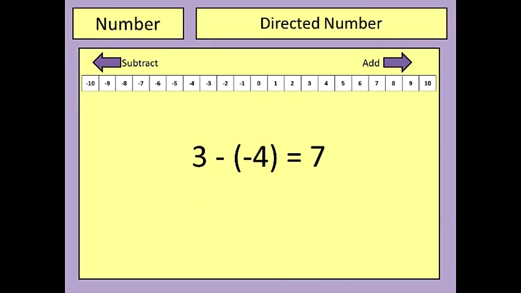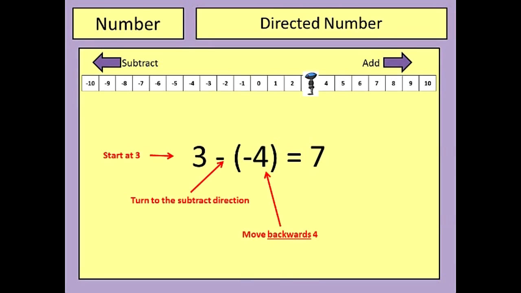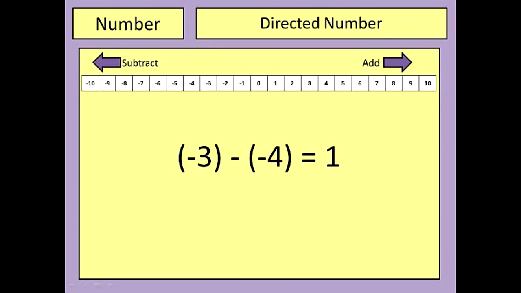In this second question, I've got 3 take away negative 4, and I'm suggesting that the answer to this is 7. So let's look at this one. If I stick my little robot friend on 3, and this time he's going to turn and face the other direction because it's a takeaway, so he's going to need to turn and face the subtract direction, which he has done, and it's a negative 4. So instead of moving forwards 4 spaces, he's going to do the same thing again. He's going to moonwalk backwards 4 spaces, and hopefully you can see that he's ended up on the correct answer there of 7. So 3 take away negative 4 gives me an answer of 7.